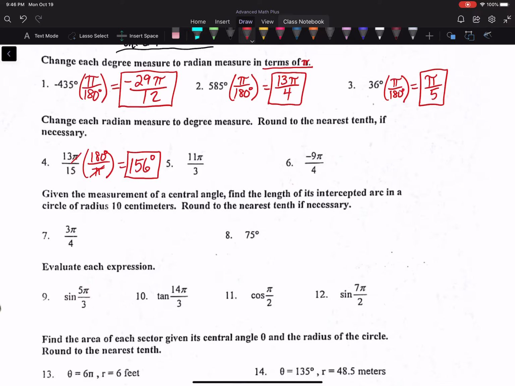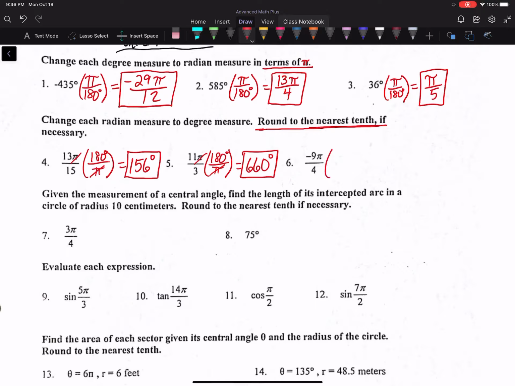Okay, it says for these, round your answer to the nearest tenth if necessary. So it wasn't necessary on that particular problem, but if it is necessary, we're going to round it. Okay, 11 pi over 3. Again, show your work. 180 degrees divided by pi. The pi's will cancel. You multiply 11 times 180 divided by 3. You get 660 degrees.